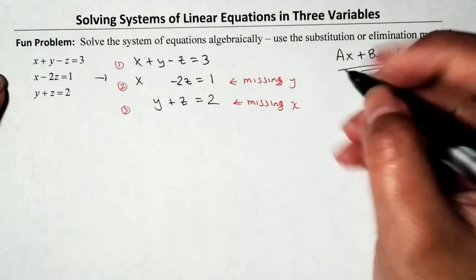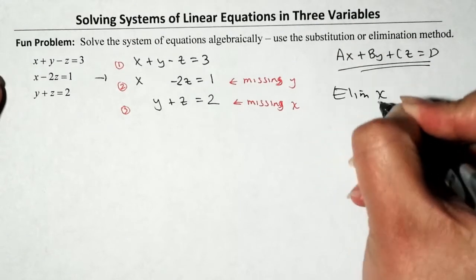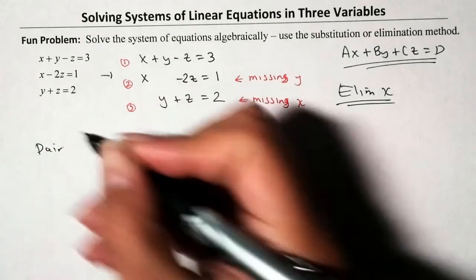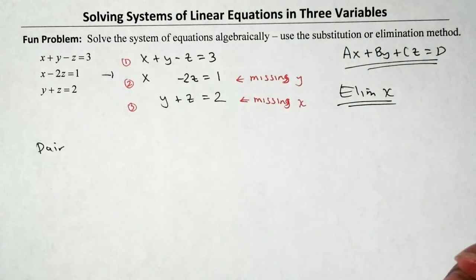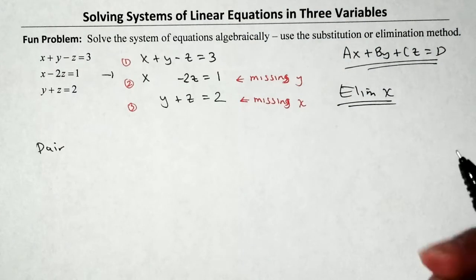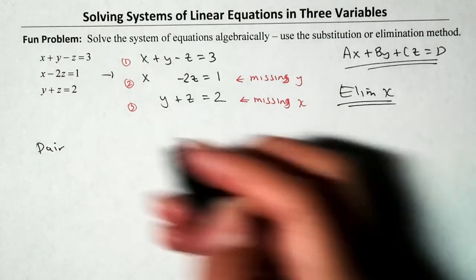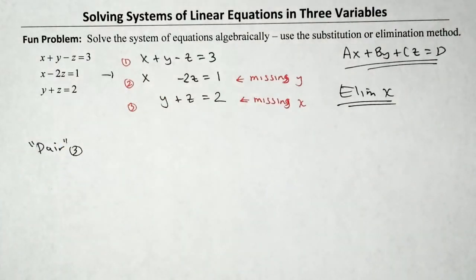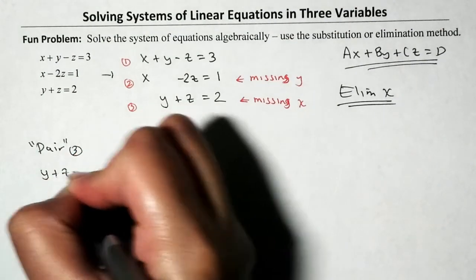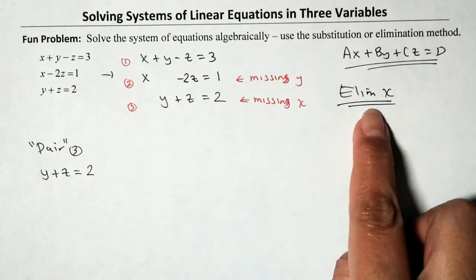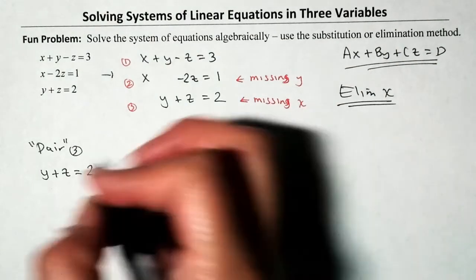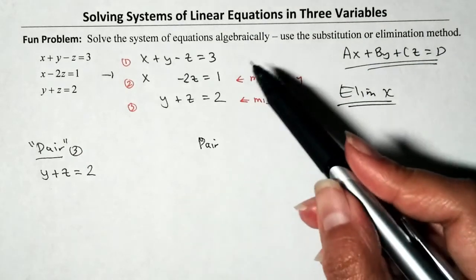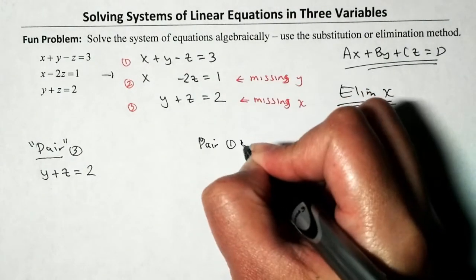Okay, so let me tell myself what variable I am trying to eliminate. So I'm going to pair these equations with these equations. The first one, I'm not really going to pair with another equation. I'm going to pick that equation that has the x missing. So I'm going to say pair 3 with nothing else. I just want to keep the wording consistent. Okay, so we have y plus z equals 2, and x is gone, just like it said. So we're going to pair 3 with nothing else, and then we're going to pair the other two equations. So pair 1 and 2.